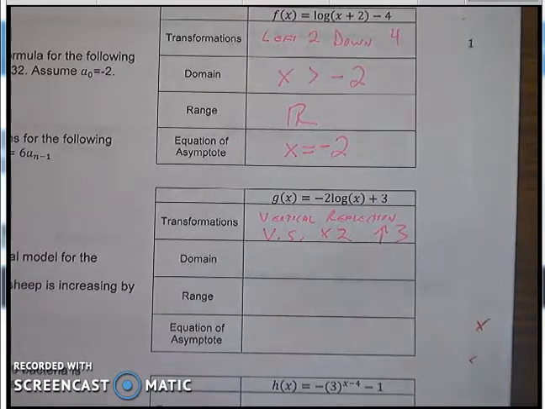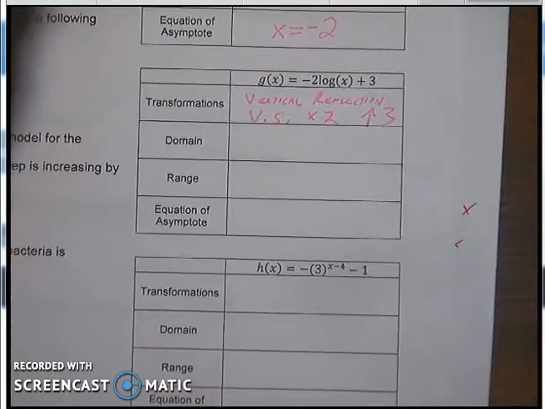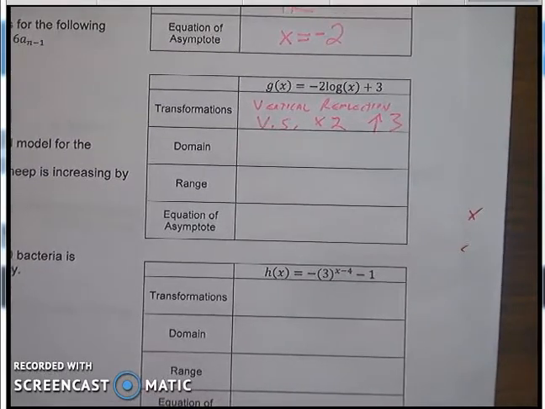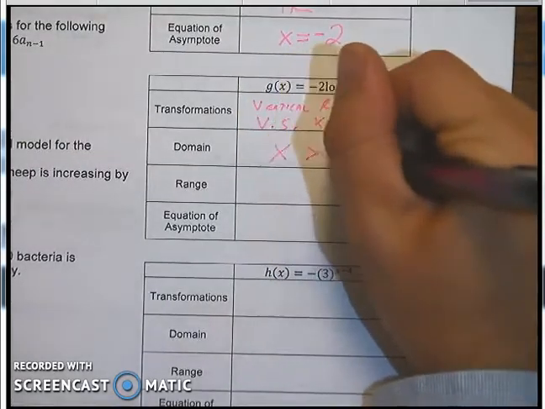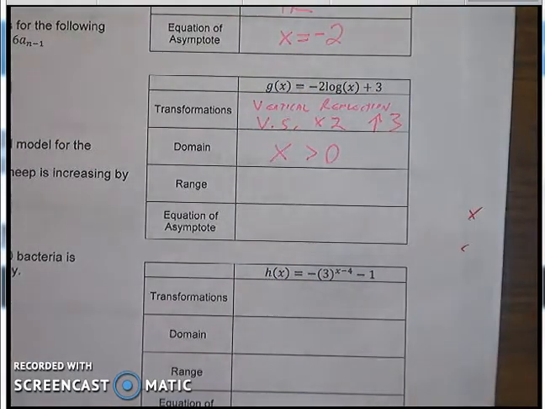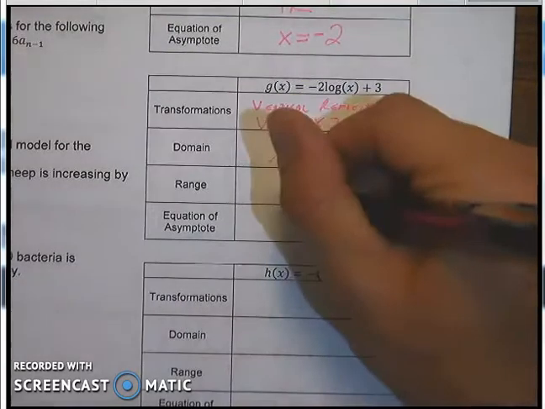So again, the domain of a logarithm is normally x is greater than 0, but shifting it left and right will change that domain. We haven't shifted it left or right, so the domain of this thing is the same as the parent function, x is greater than 0. The range for every logarithm, as I just mentioned, is the same. It's just all real numbers.